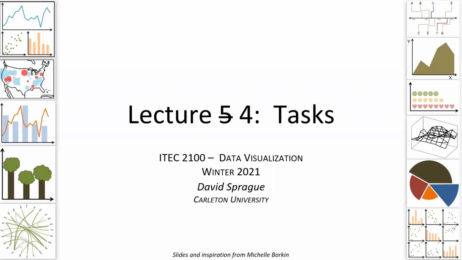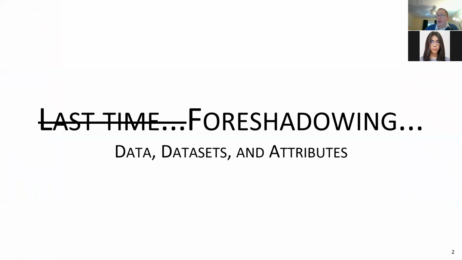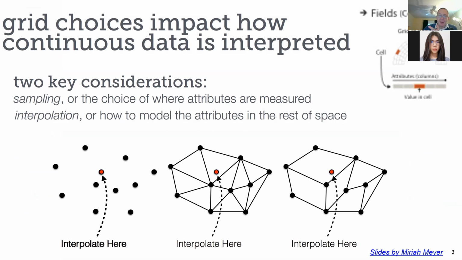Great. So I'm going to be talking about tasks just again because I had to shift things over. So we're going to do a little bit of foreshadowing. This is what we're going to be doing next time on Thursday. So in case you're wondering, on Thursday we're going to talk about grids, sampling, and things like when we're talking about fields of data. We're going to talk about different types of data sets, what kind of data sets we can have. We can have tables, we can have grids, so continuous data. We can have geographic data.